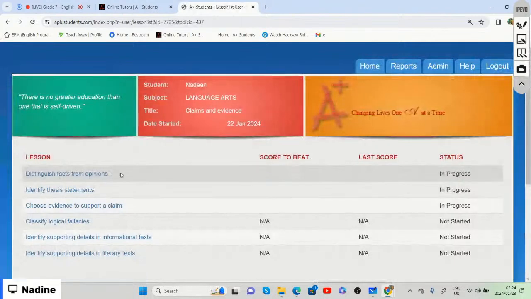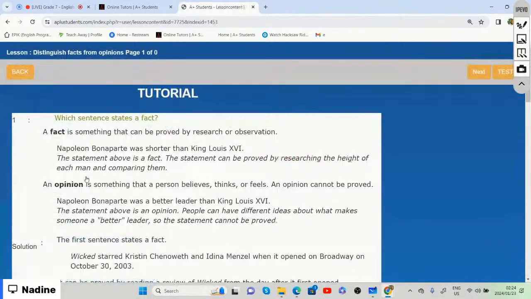All right, let's go to our first lesson where we have to distinguish facts from opinions. And remember, we said when it comes to distinguishing fact from opinions, a fact is something that can be researched or observed, right?